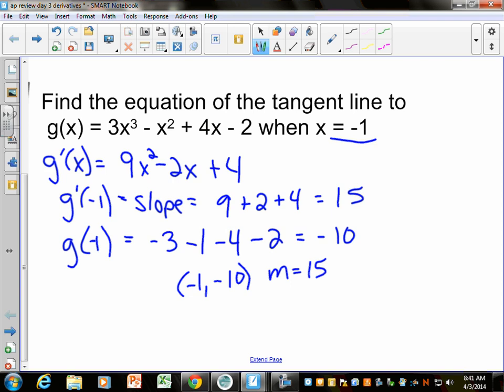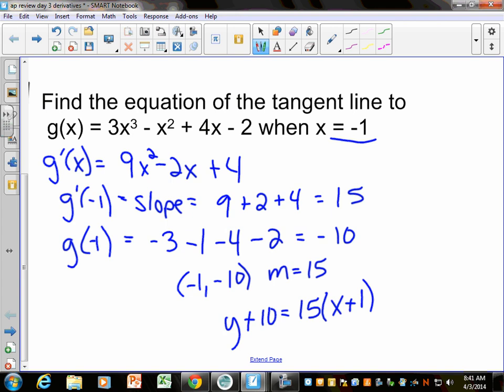And now you're just writing that in slope-intercept or point-slope form. Multiple choice questions, almost always they put them in slope-intercept form or maybe even standard form, and you have to match it up. But on a free response question, just write y minus y, which is going to make that y plus 10, equals your slope, and x minus x plus 1. That's it. That is a tangent line.